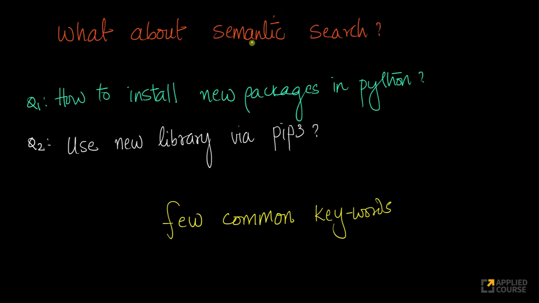What if we want to do semantic search? For example, let's take these two questions. The first question is how to install new packages in Python. The second question is use new library via pip3. Now, if you notice, there aren't many common words here. There is a common word which is "new", right? But there aren't many common words between these two questions.